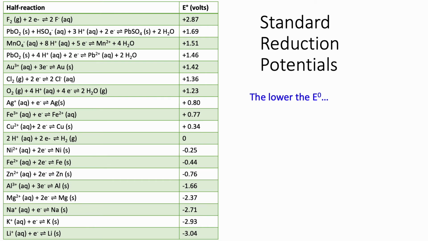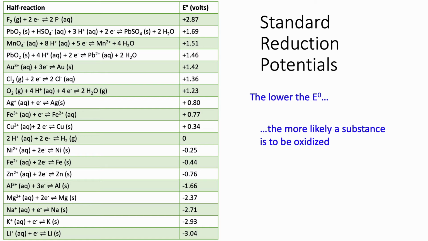You will see a large table in the back of your book that has a whole bunch of standard reduction potentials. So I've picked a few of them to show here. And you can see that we represent standard reduction potentials as E naught. The naught, of course, means under standard conditions. And so when you look at these values, the lower the value that you have for your E naught, first of all, the more likely a substance is to be oxidized.